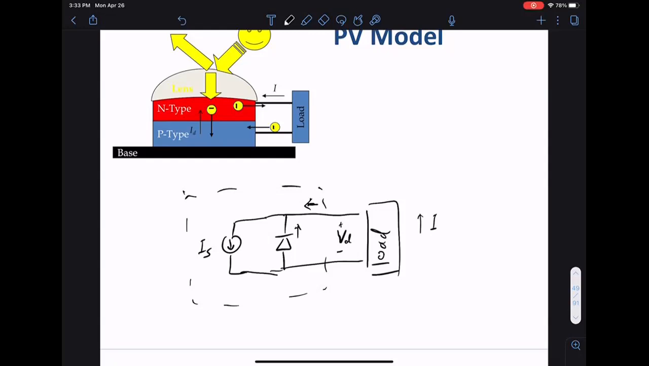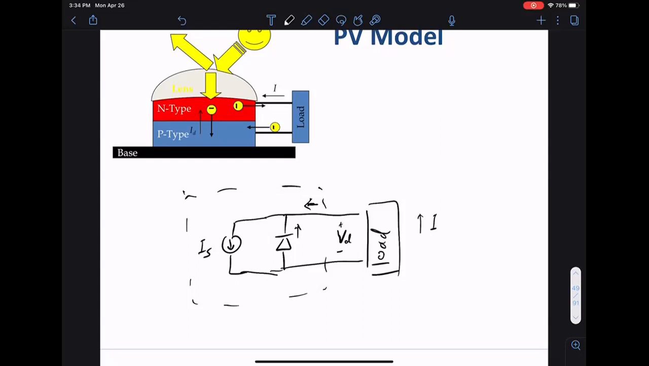Okay. So you're pulling a current out of the load and you're pulling current out of the diode. Conservation of current means that essentially you're balancing the electrons or currents inside the material. And we're going to think of that as a current source. That's the way that solar energy gets translated to electric energy. You can think of it as creating a source of current inside the material.